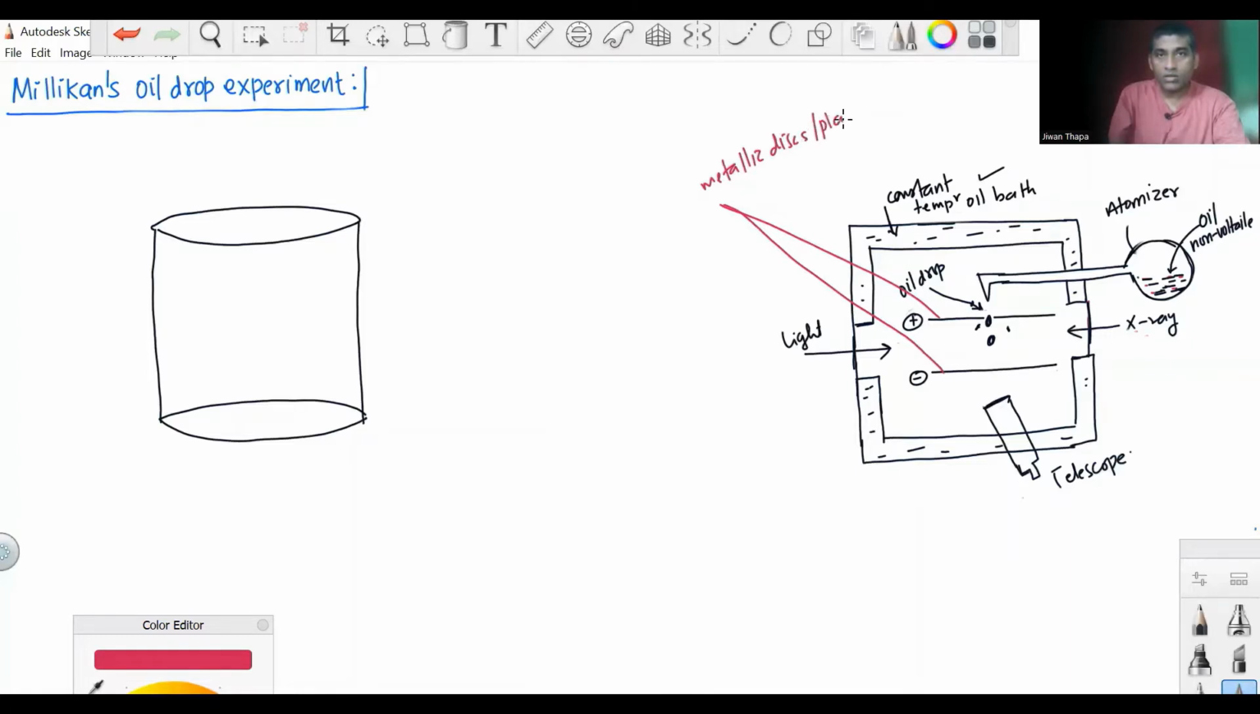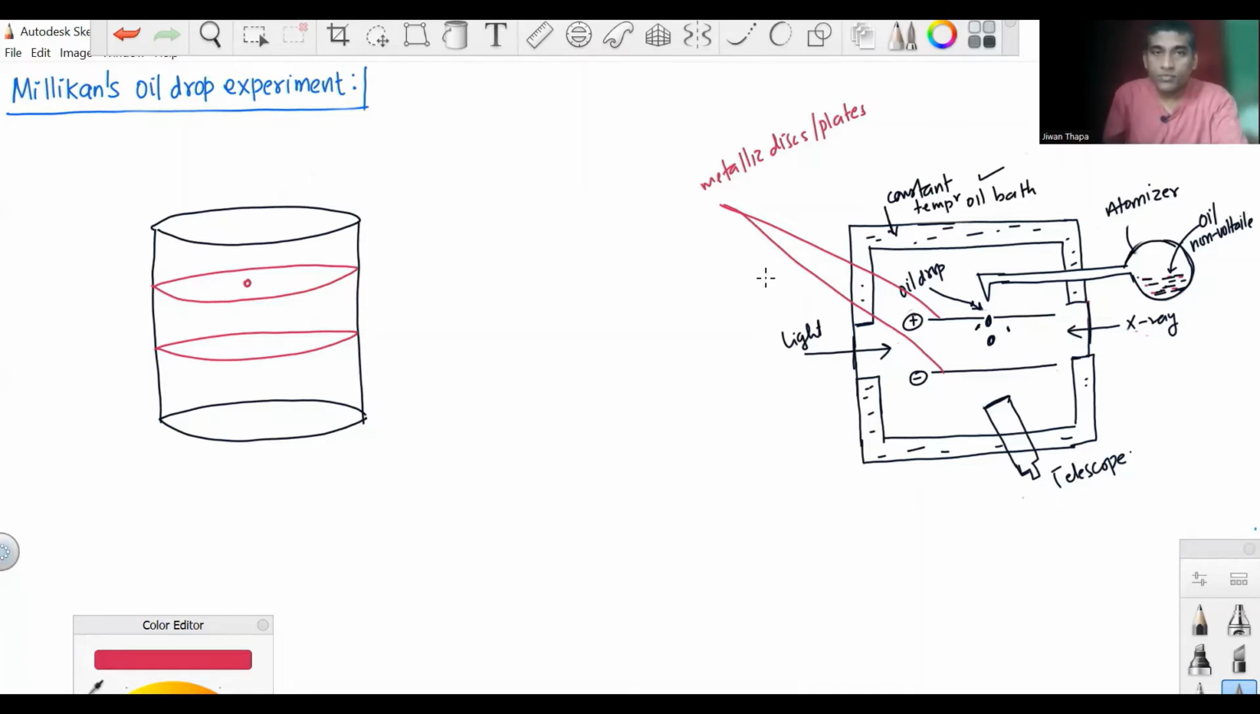or plates. The experiment actually consists of a circular hollow chamber, a double walled circular hollow chamber, and there are two circular metallic discs or plates, with the upper disc or upper plate containing a small pinhole so that oil drops can get into the region between the plates.